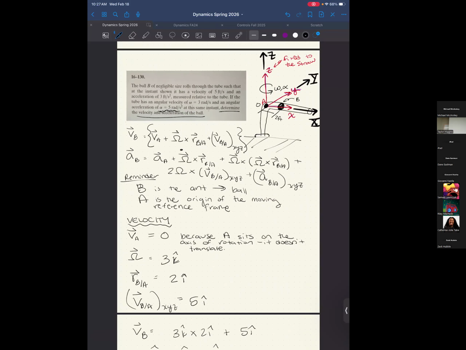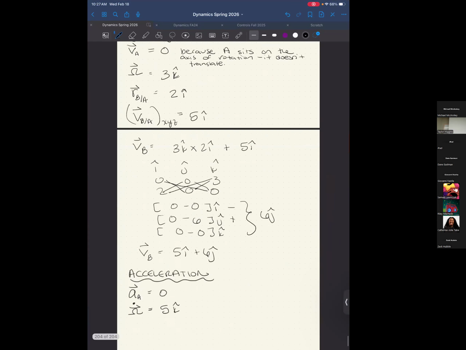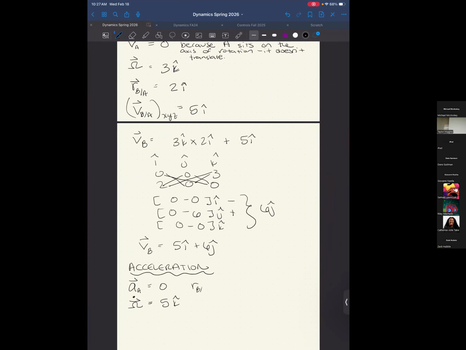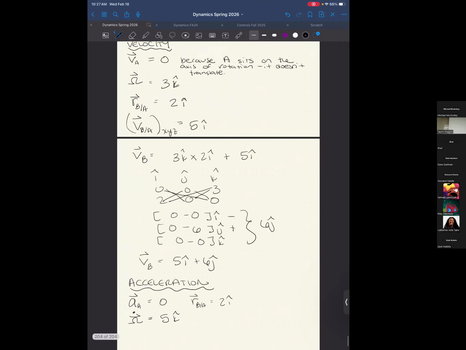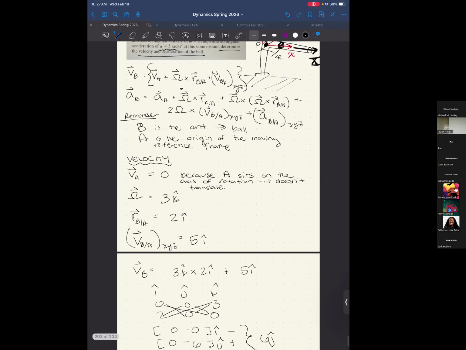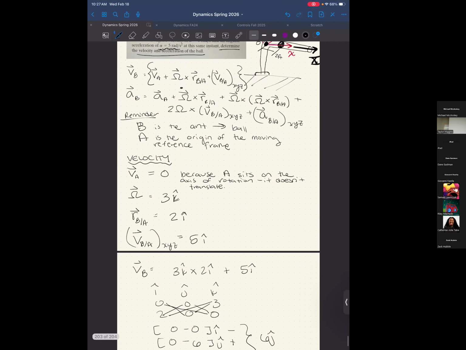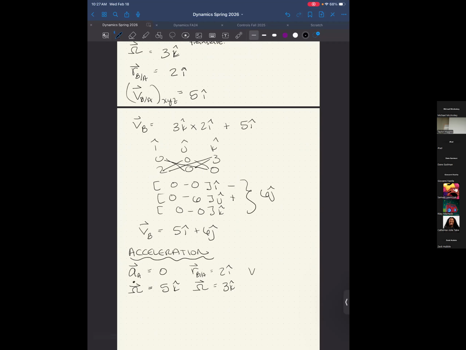Okay. RB/A we already have. That's 2I. Just grabbing that from above. Omega we have from above as well. That's 3k hat. RB/A, omega, VB/A XYZ, we have that from above.